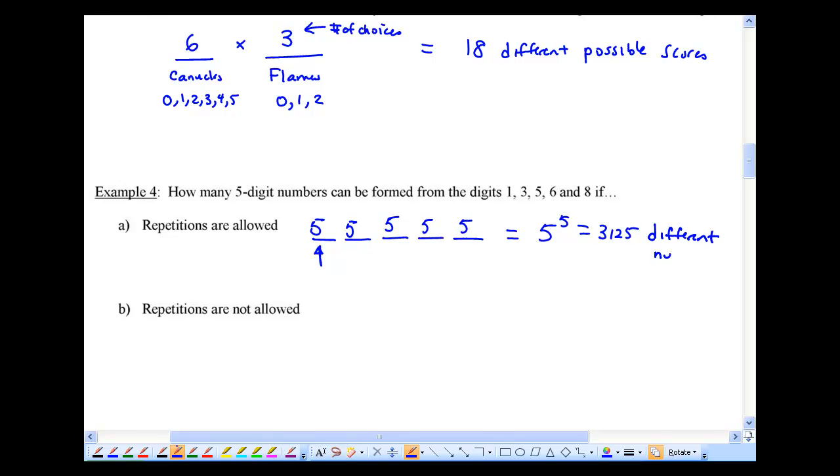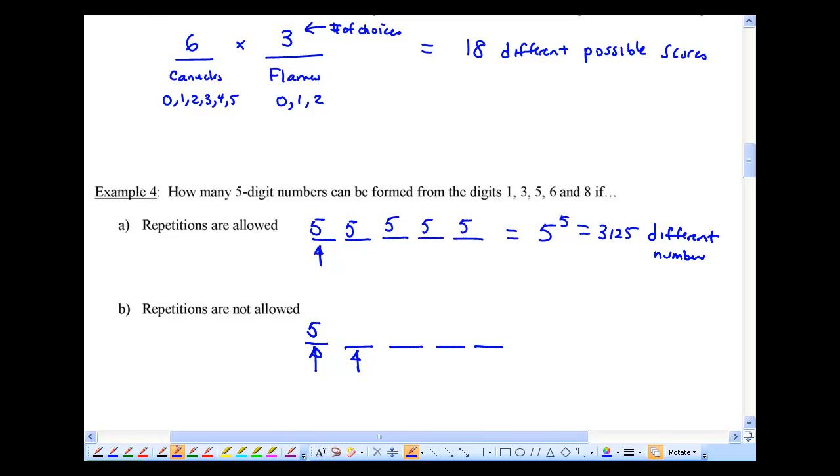Now, the next question is more interesting. Repetitions not allowed. Still 5 spaces, but let's see what's going on. All right, let's take a look at the first one. Okay, how many choices do I have for the first digit? 5 is correct.